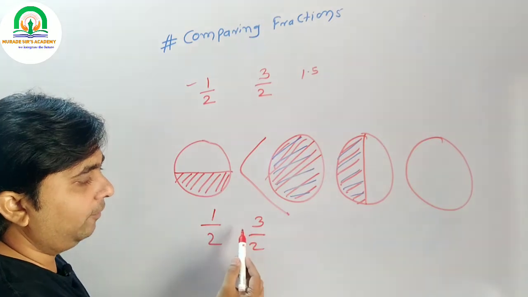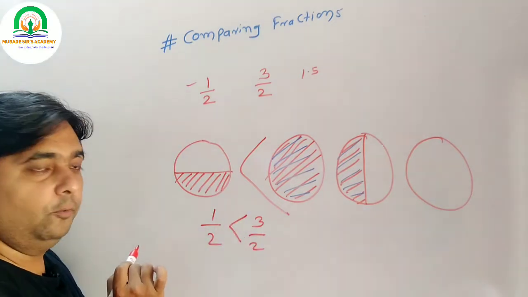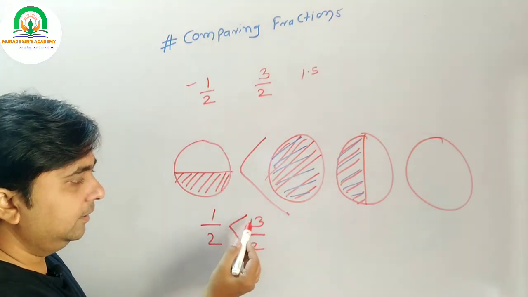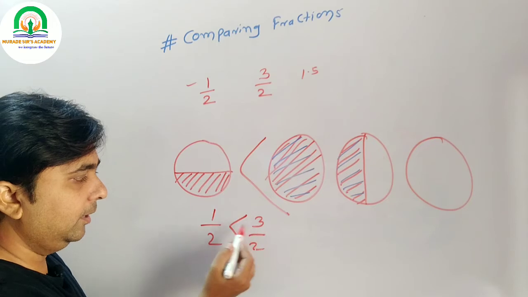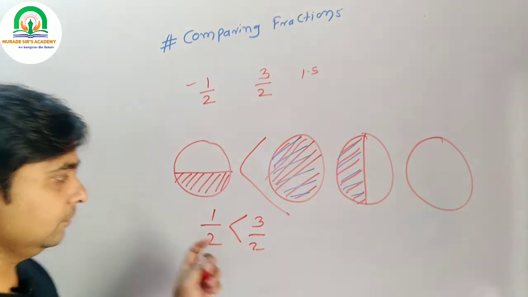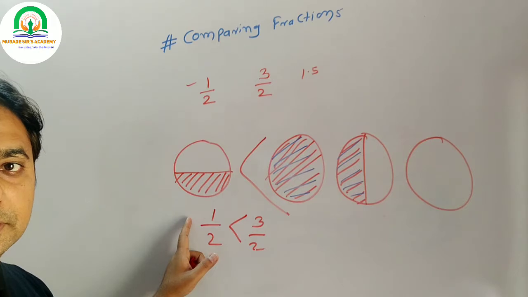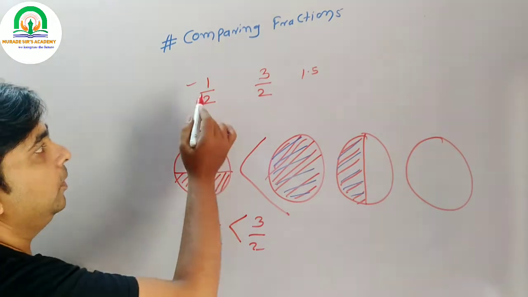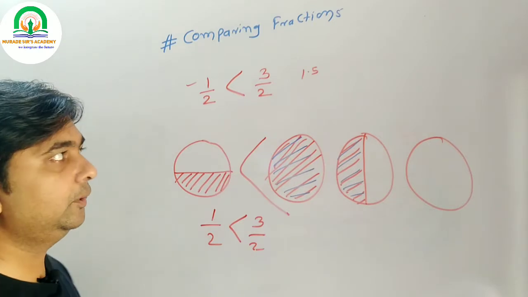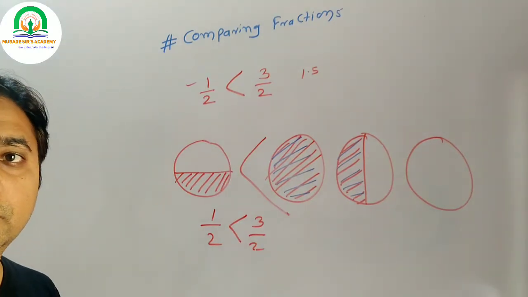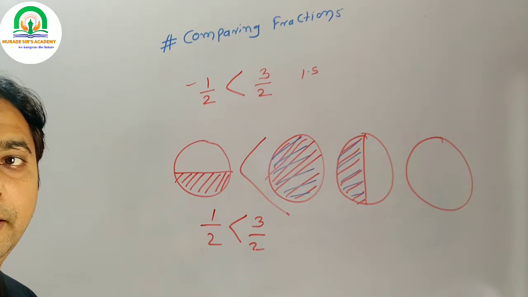which is the greater value. From numerator 3, how do we represent the greater sign? The open side is toward the greater number and this side toward the lesser number. From 1/2 and 3/2, 3/2 is greater. Okay, understood? We will now compare unlike fractions.